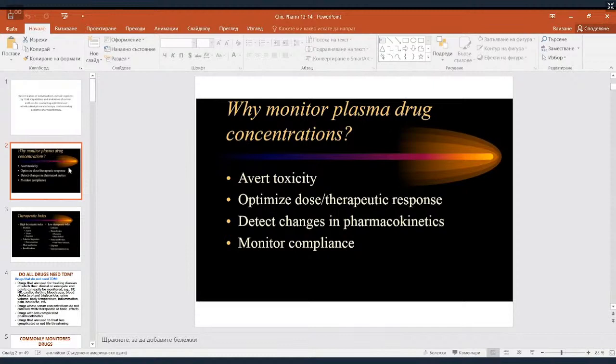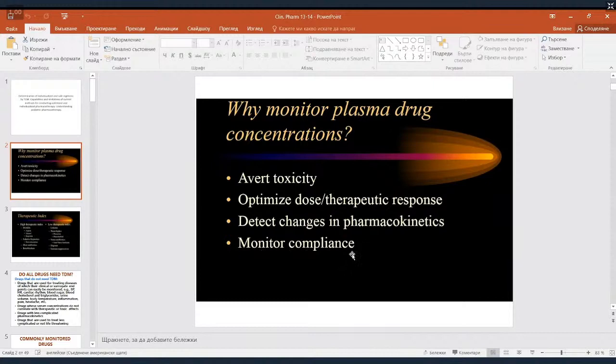Why do we do this? Why do we monitor plasma or blood drug concentrations? First of all, to avert toxicity, to optimize the therapeutic response, to detect changes in pharmacokinetics, and to monitor compliance.